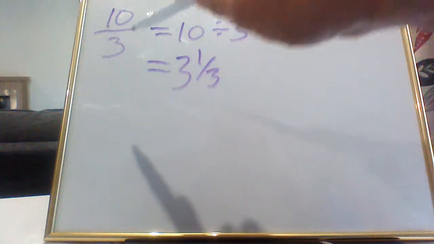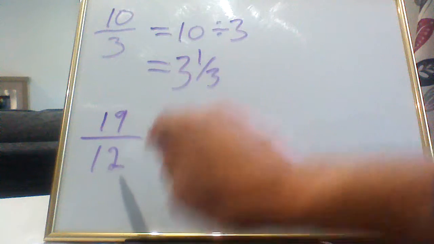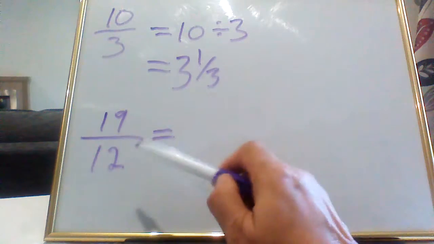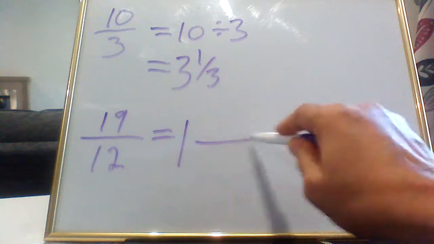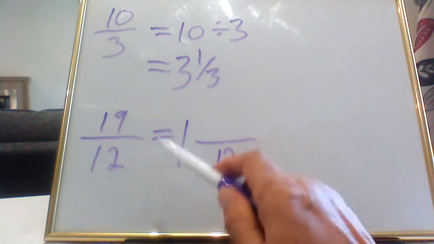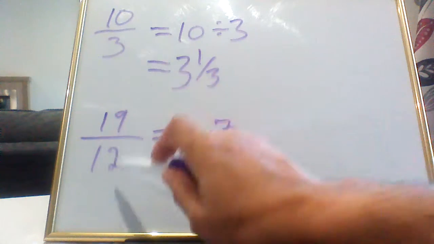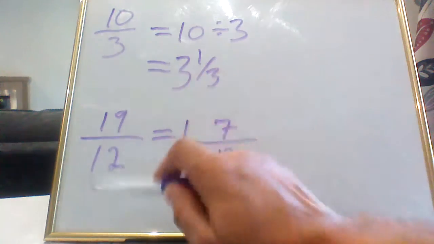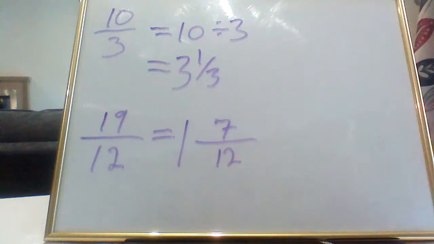We'll go for, let's have a look, 19 over 12. Same thing again, we're going to keep the same denominator. So how many times does 12 go into 19? Well, 12 goes into 19 once. Okay, keep your same denominator. How many do you have left over? Well, you have 7 left over. So 12 goes into 19 once, with 7 left over. That's 1 and 7/12. So 19/12 is actually 1 and 7/12, as 10/3 is 3 and 1/3. Let's have a look at some more examples.